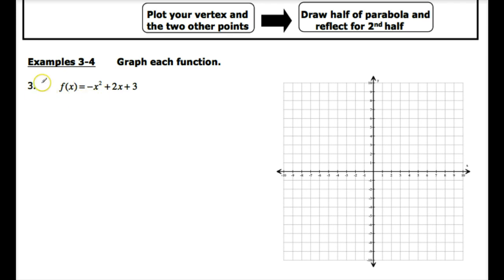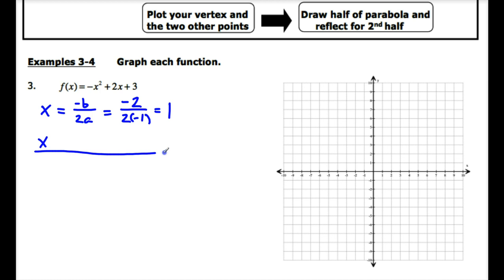So our vertex formula for this one, f of x equals negative x squared plus 2x plus 3, is going to be x equals negative b over 2a. Our b value is 2, so this would be negative 2 divided by 2 times our a value, which is negative 1. So that's going to put our vertex at positive 1. So vertex at positive 1, and now we'll go ahead and make a t-chart. Positive 1 is my vertex, and then I can pick other values, and 2 and 3 would work.